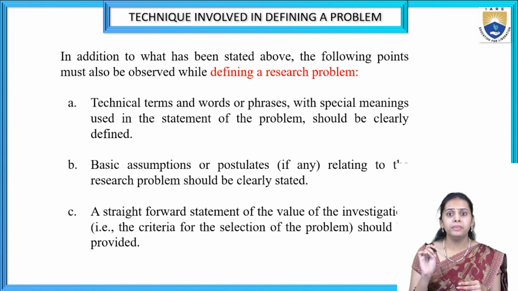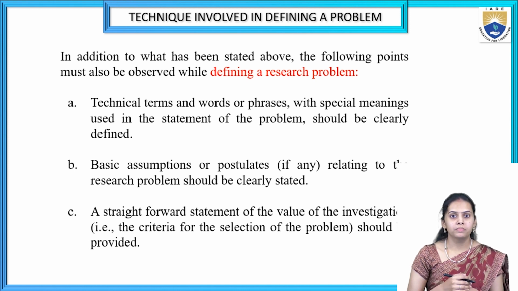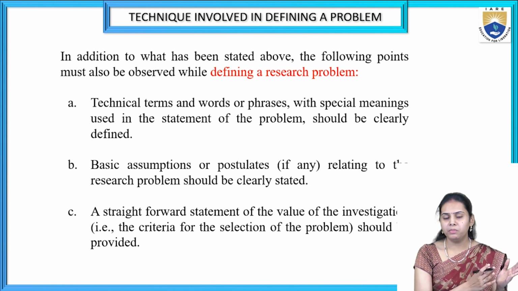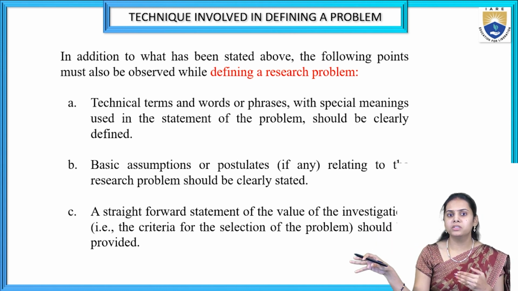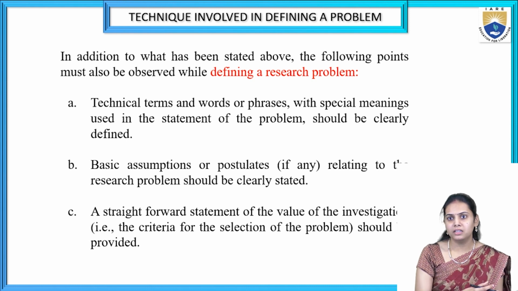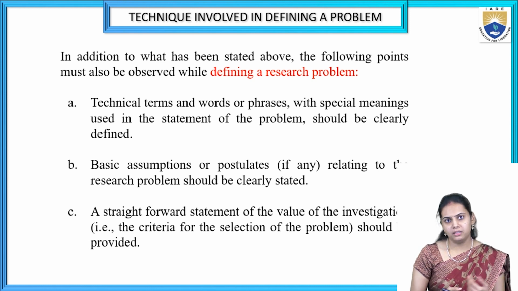And the other one is that the basic assumptions or postulates relating to the research problem should be clearly stated. And the final one is a straightforward statement of the value of the investigation, that is, the criteria for the selection of the problem. If we define one problem statement, what was the criteria for selecting that problem statement? What was the motto behind that? It should be provided.